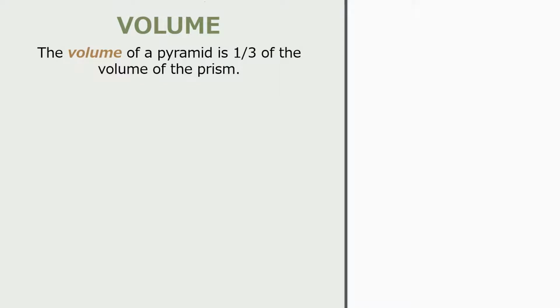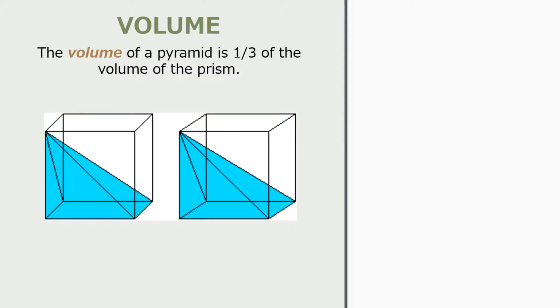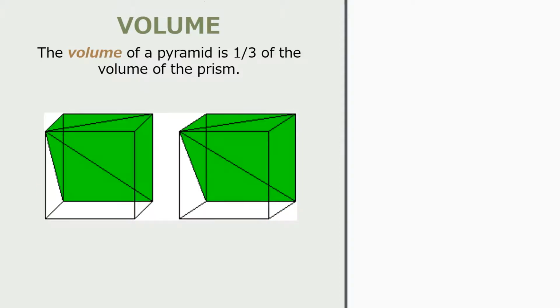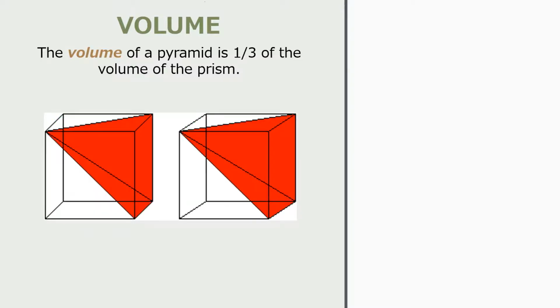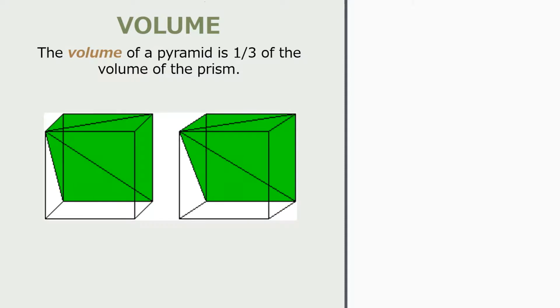Now let's talk about volume. The volume of a pyramid is 1/3 of the volume of a prism. Here's a visual. 1, 2, 3 different pyramids of the same shape and size inside of one prism.